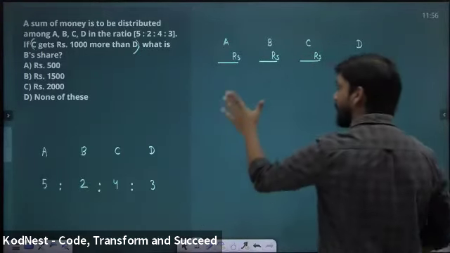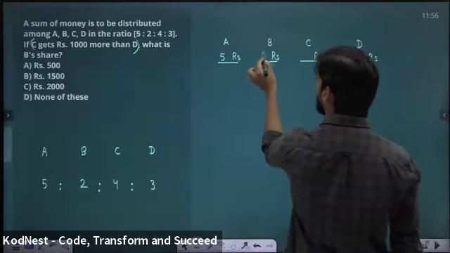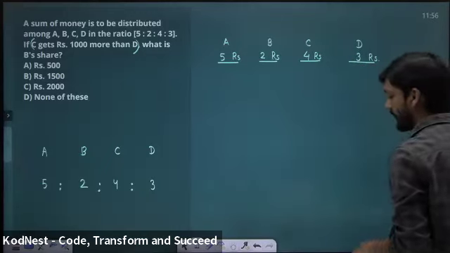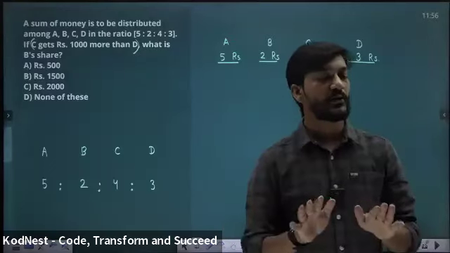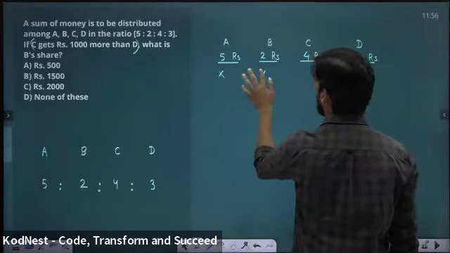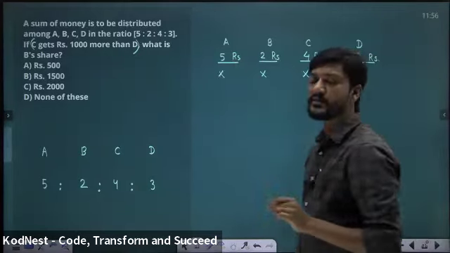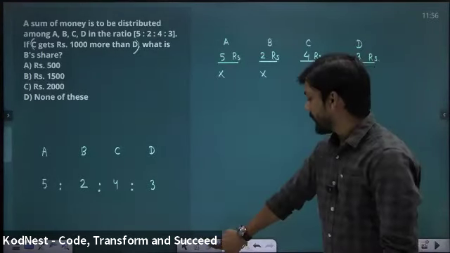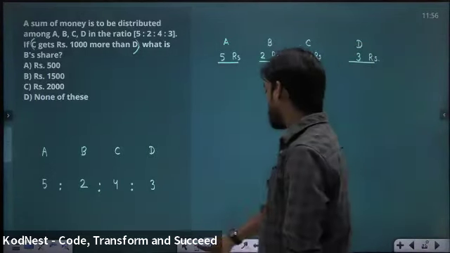I'm directly taking the values from the ratio: 5 rupees, 2 rupees, 4 rupees, 3 rupees. I've taken the values from the ratio. I know it is wrong, but just one multiplication will make this right. I also know this. So I will multiply all these values with a number, and I will get the right answer. So what to multiply? Let's see that.